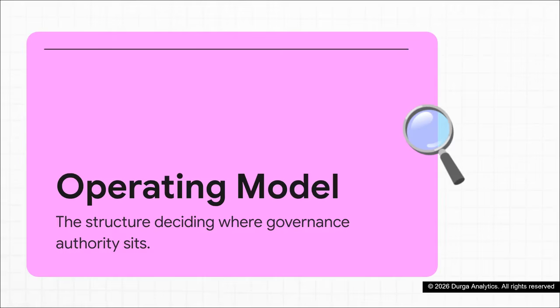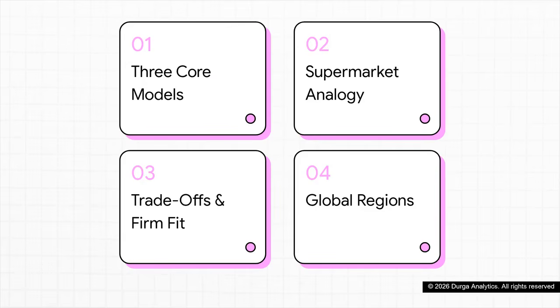Do they all cluster at the center? Do they get pushed out to the specific domains? Or is it some kind of blend? Well, that is your operating model. Here is our quick roadmap for this explainer. We're going to explore the 3 core models, use a really fun supermarket analogy to make them concrete, analyze the trade-offs to find your firm's best fit, and finally, adapt these models to specific global contexts.